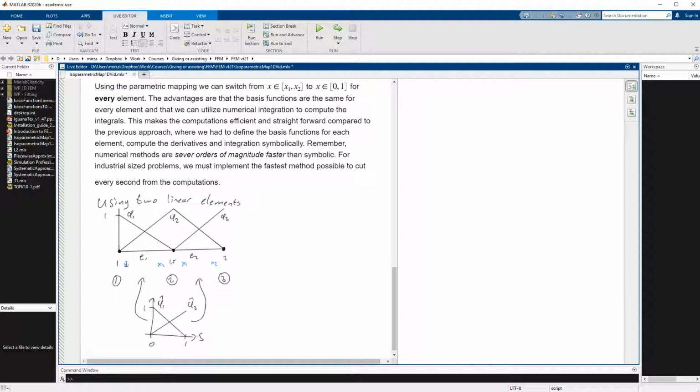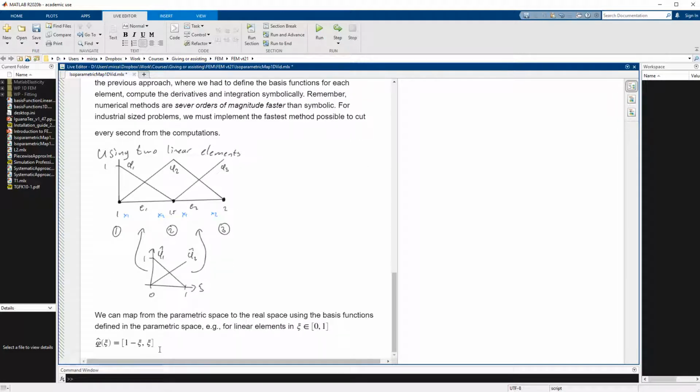We have the local coordinates x1, x2 for every element. They're going to be the same as we have seen in the previous video. And now we will apply our parametric map. So this thing here, where all basis functions are denoted with this hat, and they're always the same because they're defined in this xi space here, going from 0 to 1 all the time. Both of these are going to be applied on both elements.